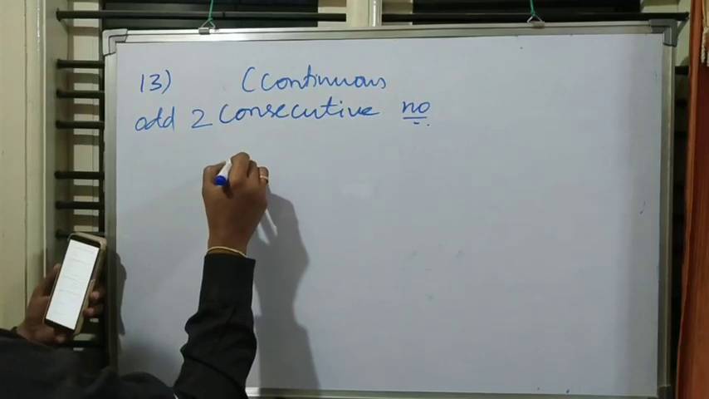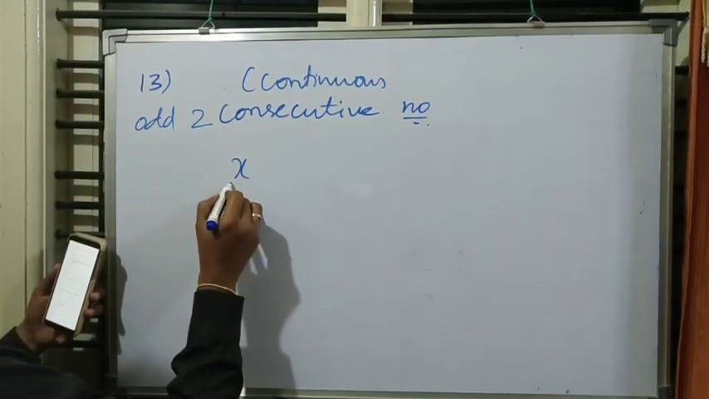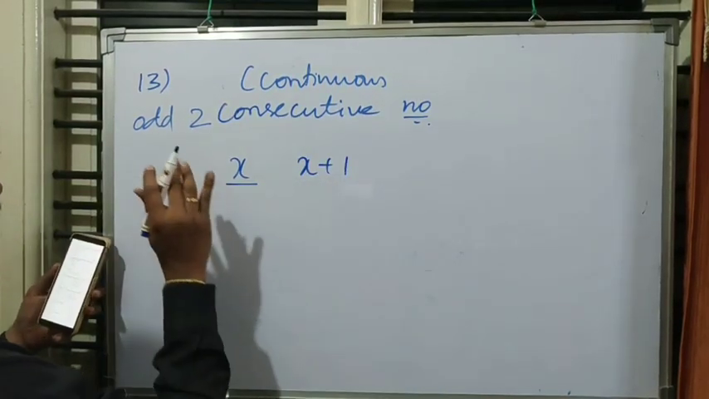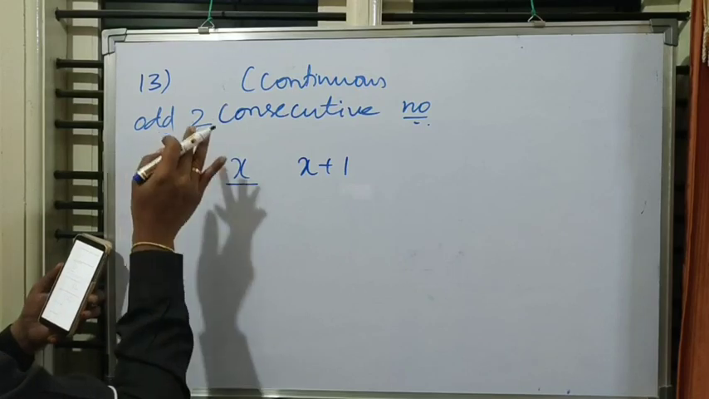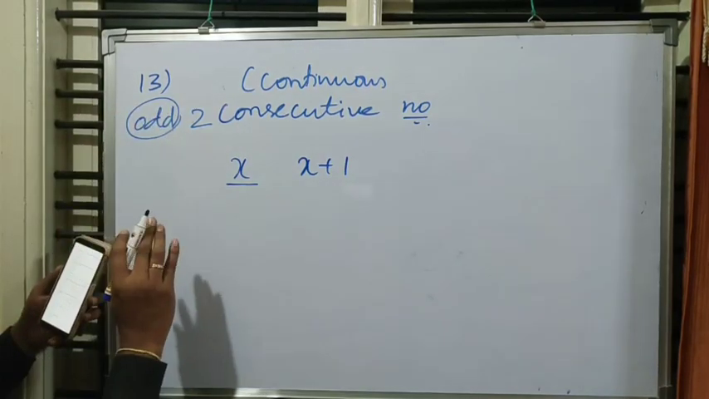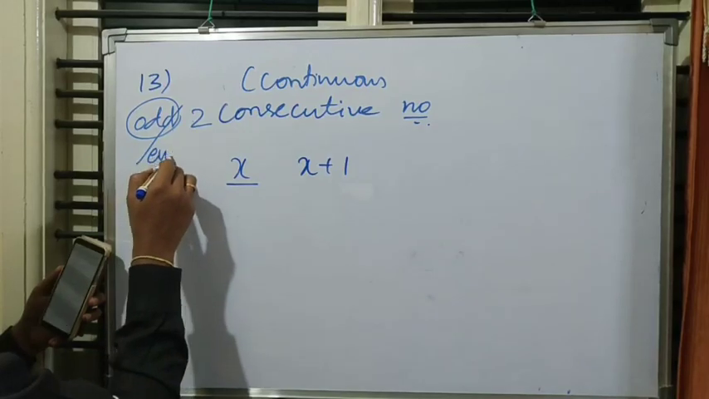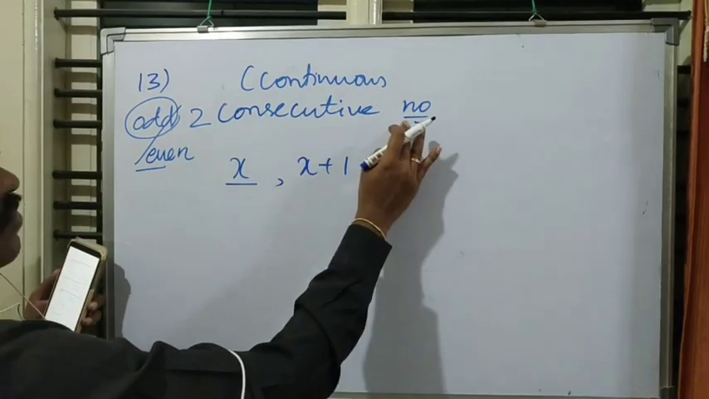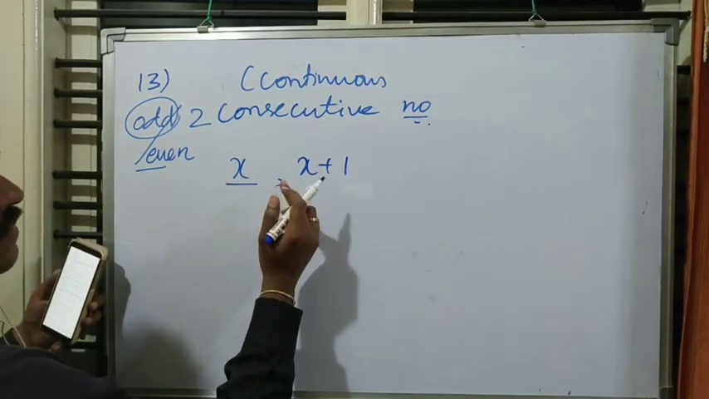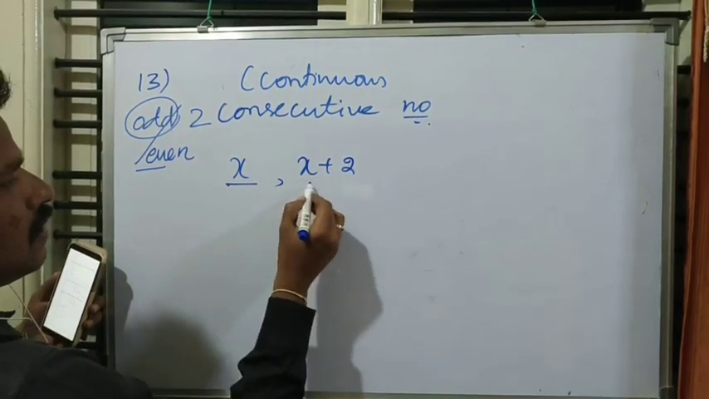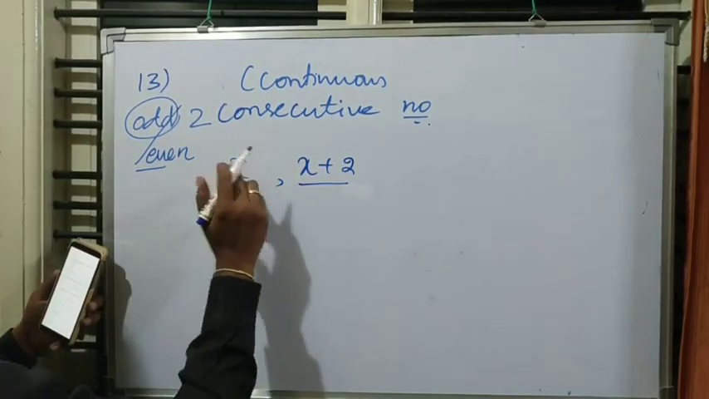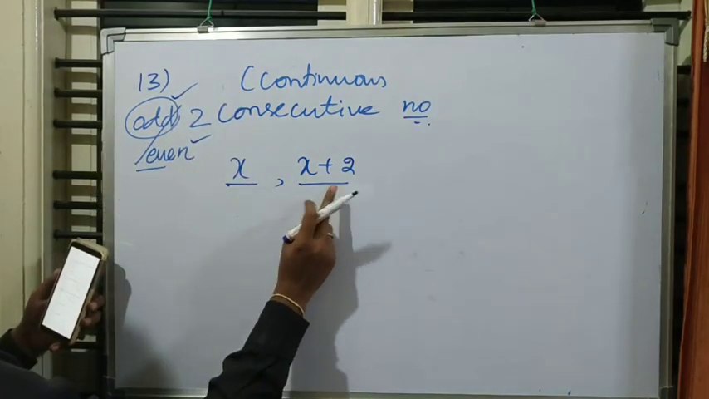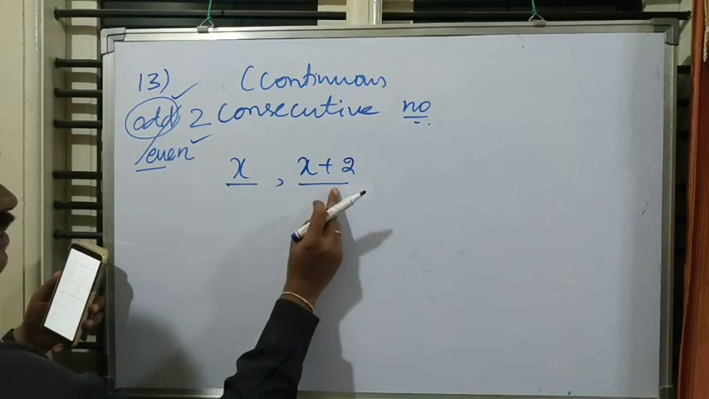How to write consecutive 2 odd numbers? Very simple. See, as usual, one number is taken as x and another number is x plus 1, if there is no mention of odd or even. If they have particularly mentioned odd or even, then we have to take the two consecutive numbers like x, x plus 2. So these are the two consecutive numbers. If they have asked for odd, we have to take x and x plus 2, and even if they asked for even, we have to take x and x plus 2.